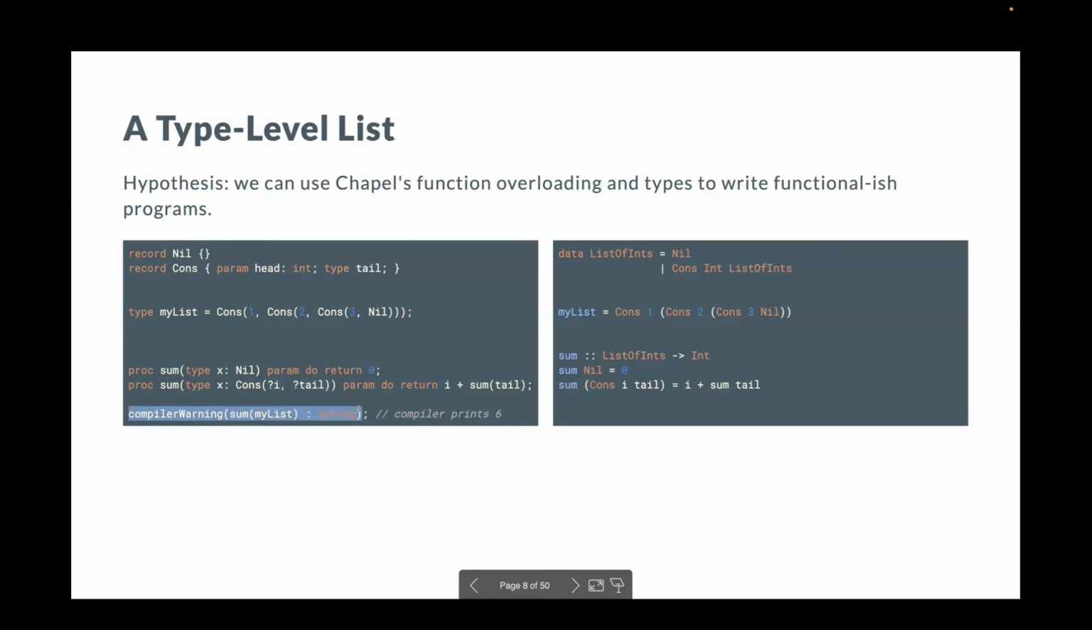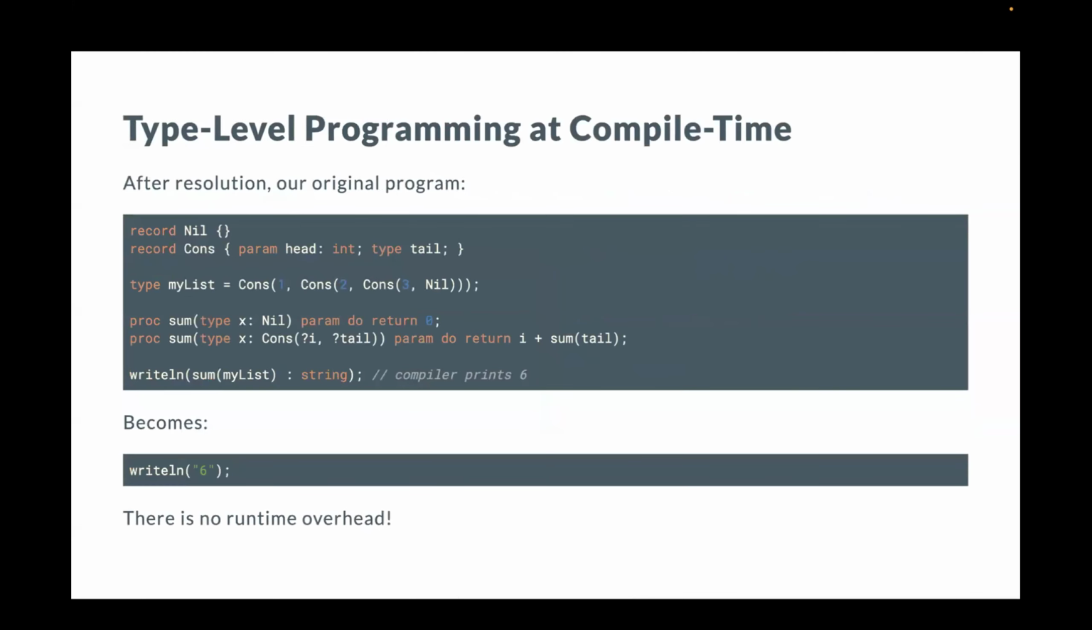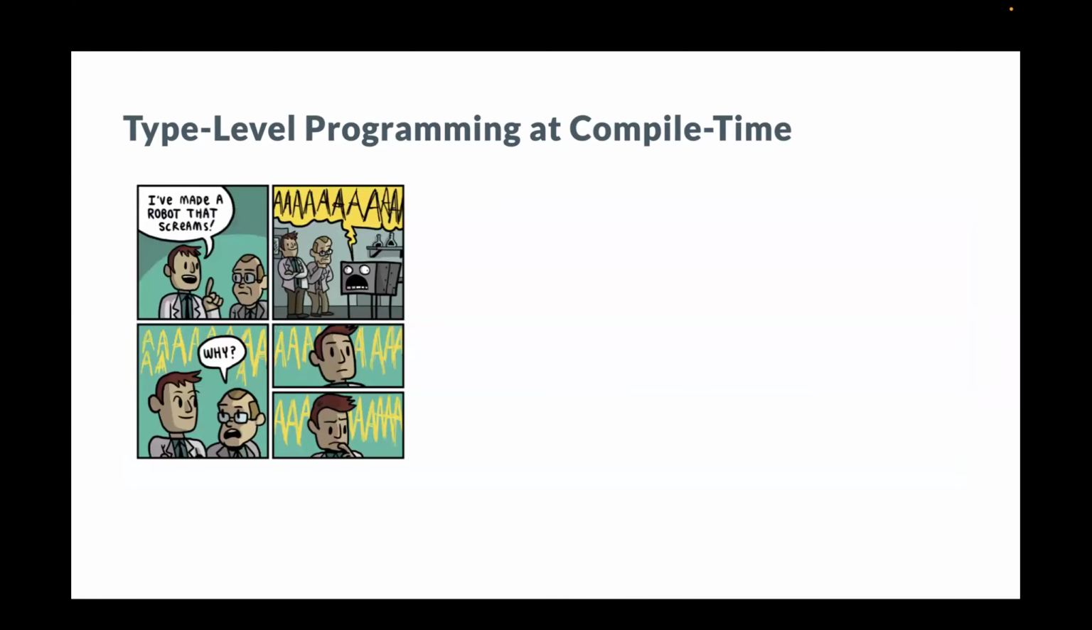And if I then issue a compiler warning, which proves to you that this is actually done at compile time, I can have the compiler print the number 6, indicating that it actually evaluated this code. And although this original program is fairly convoluted, or at least non-trivial, this program becomes at compile time replaced with the number 6. And this indicates that there's actually no runtime overhead to all of this machinery that we did. And so it's just the same as compiling writeln 6 in the end.